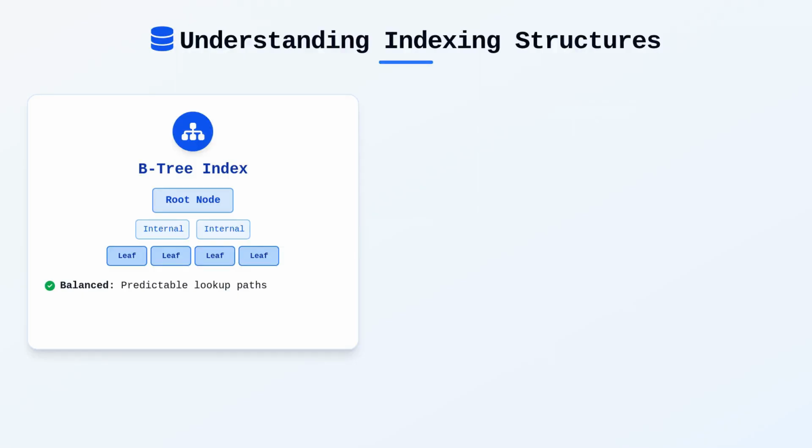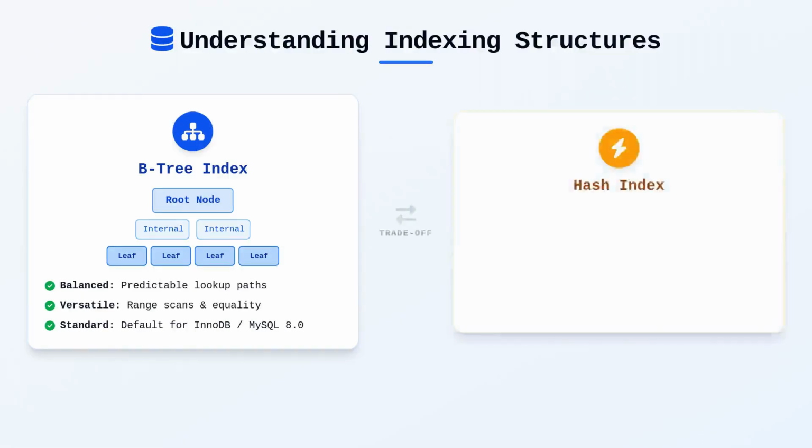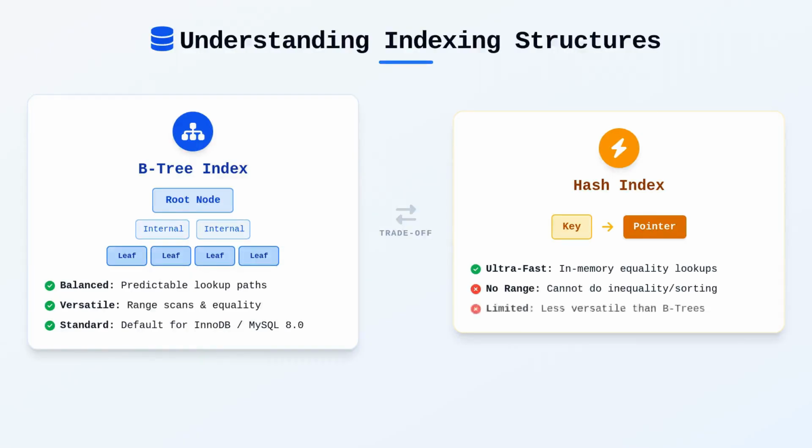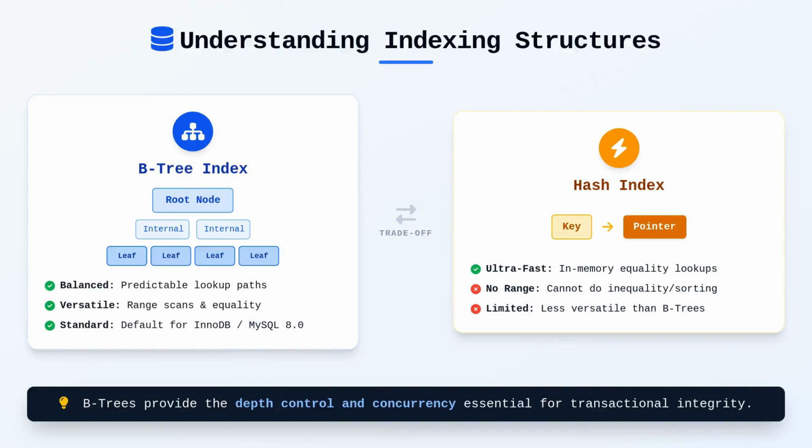While B-trees excel at range scans and equality lookups, hash indexes offer a different trade-off by mapping key values directly to data pointers. Hash indexes are incredibly fast for equality comparisons in memory, but do not support range operations, making them impractical for sorting or inequality filtering. In MySQL 8.0, the B-tree remains the workhorse for most relational workloads, providing the depth control and concurrency required for transactional integrity.